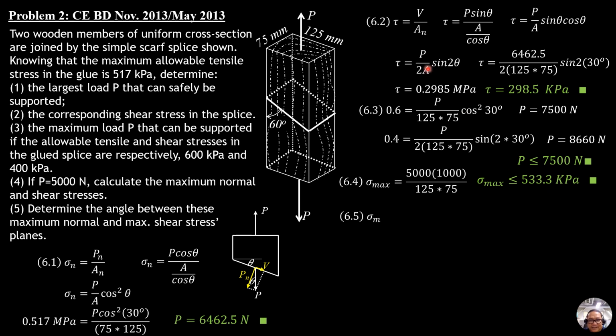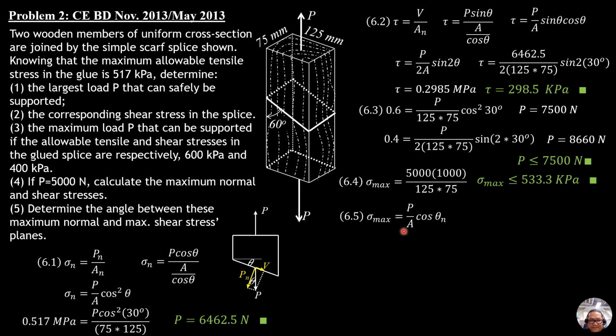For shear stress, tau max, just P over area. And remember, it is half of this value. So P over 2A, you replace sine 2 theta by 1. So that's why it's 5. So that's the maximum normal stress. For shear stress, we replace this by 1, so it will be 266.67 kilopascals.